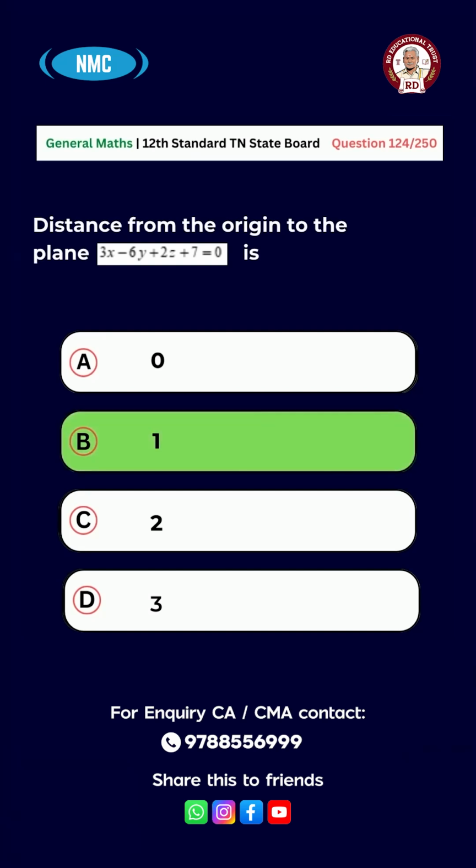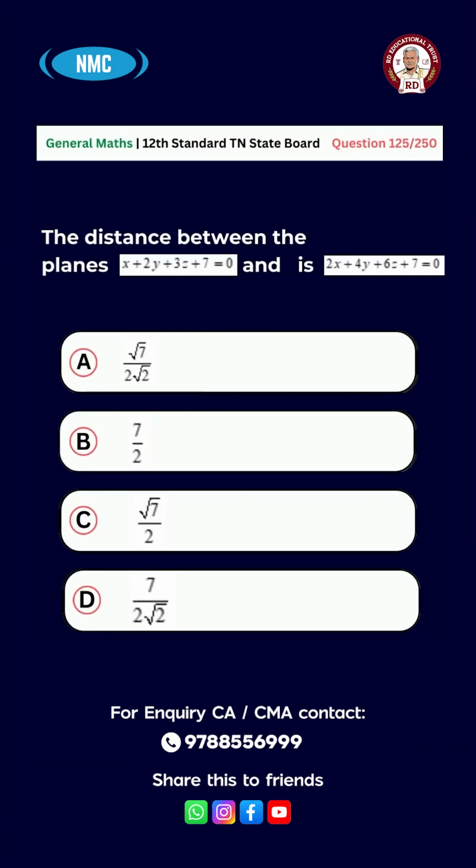1. Question number 125. The distance between the planes x plus 2y plus 3z plus 7 equal to 0 and 2x plus 4y plus 6z plus 7 equal to 0 is option A root 7 by 2 root 2, option B 7 by 2, option C root 7 by 2, option D 7 by 2 root 2. The correct option is option B 7 by 2.